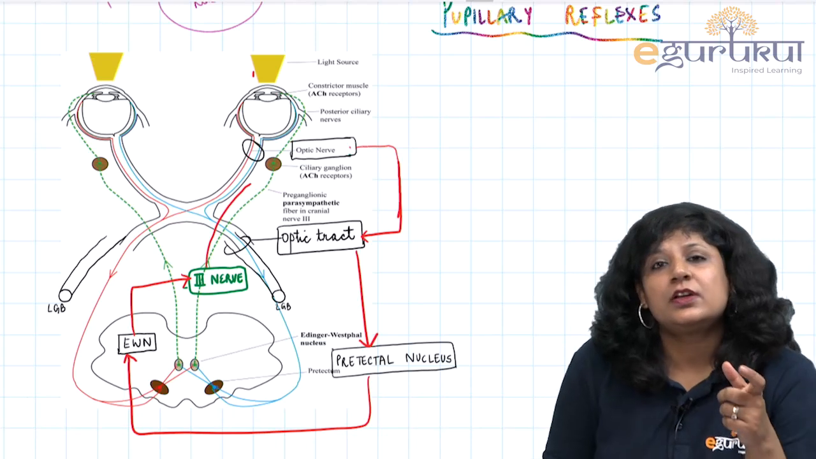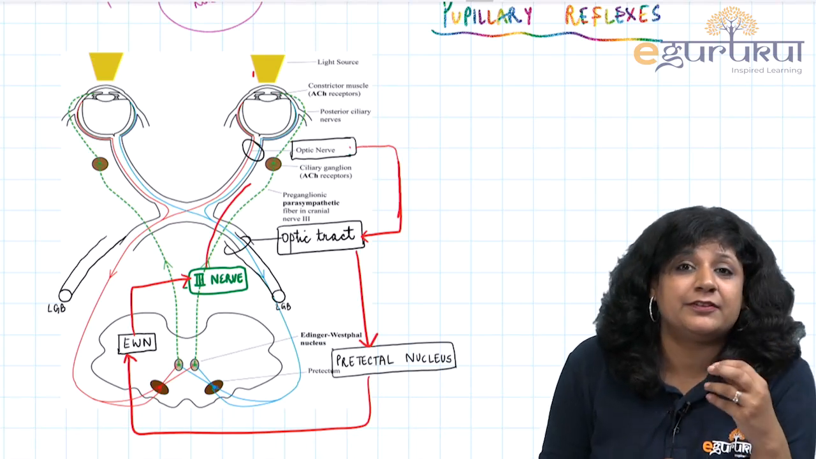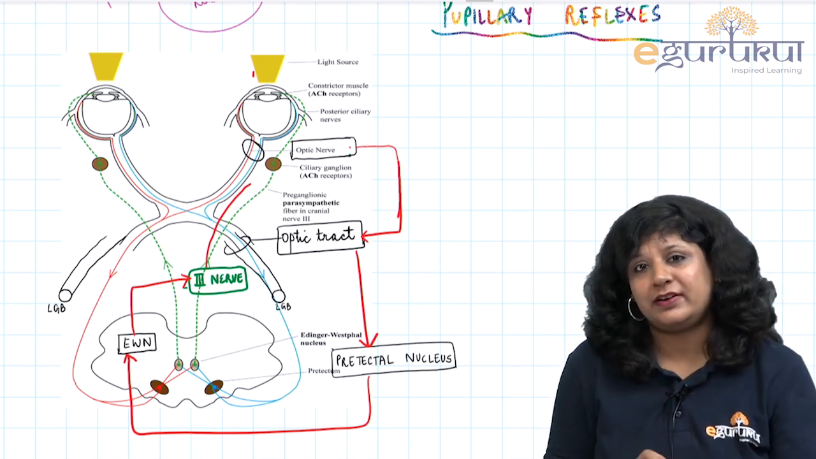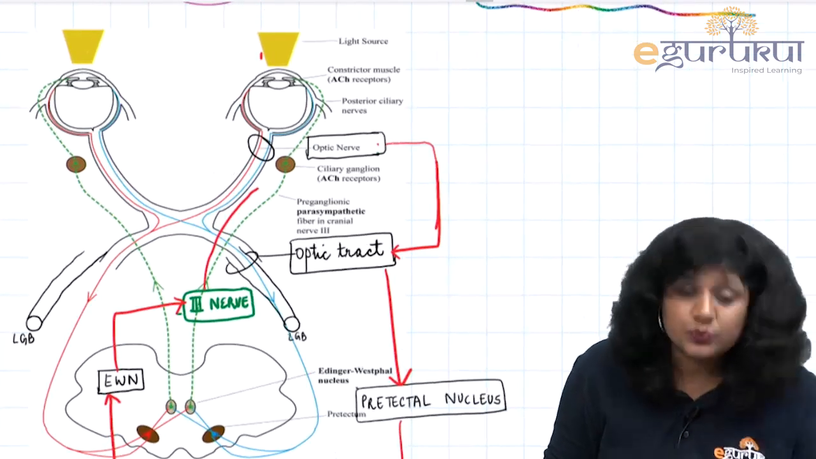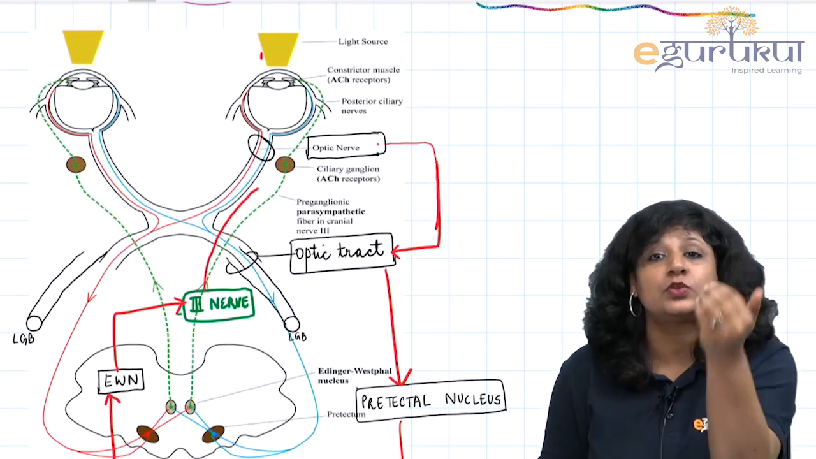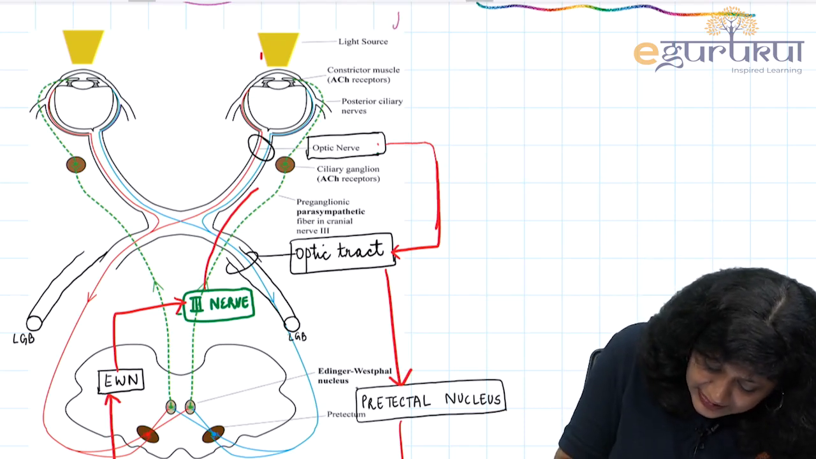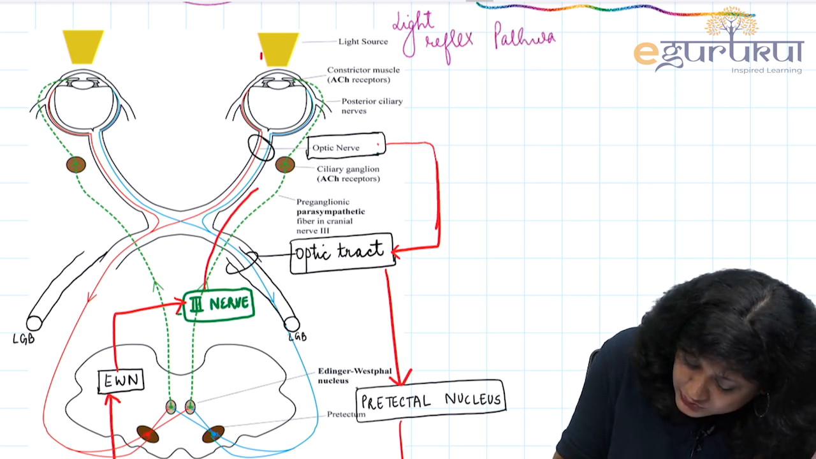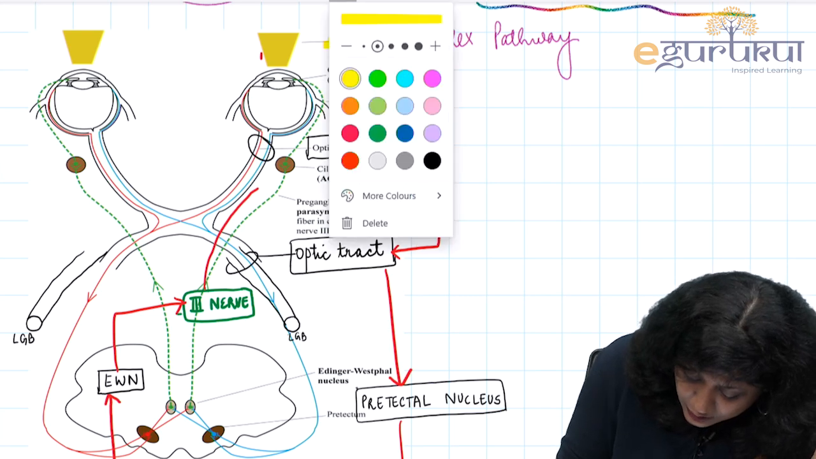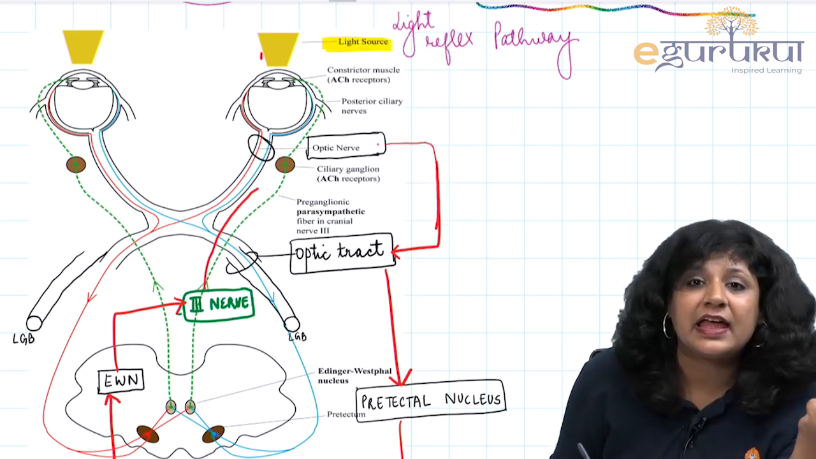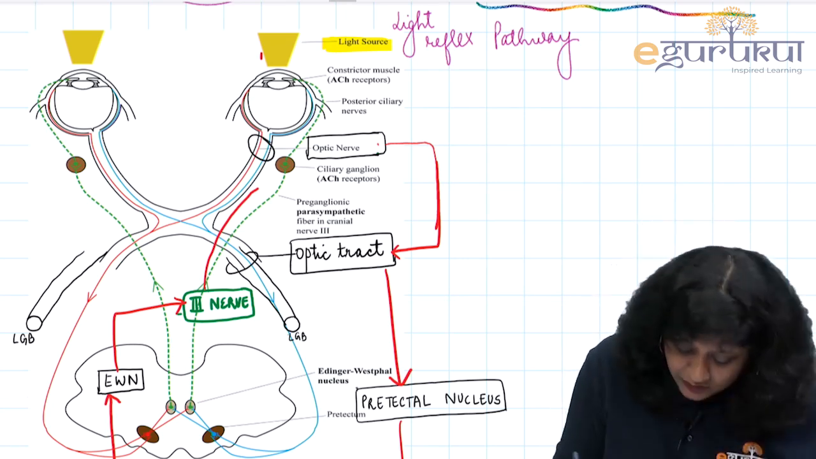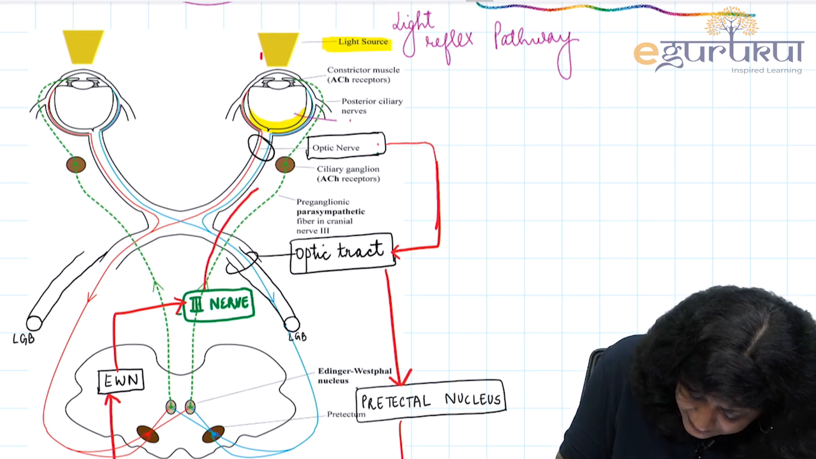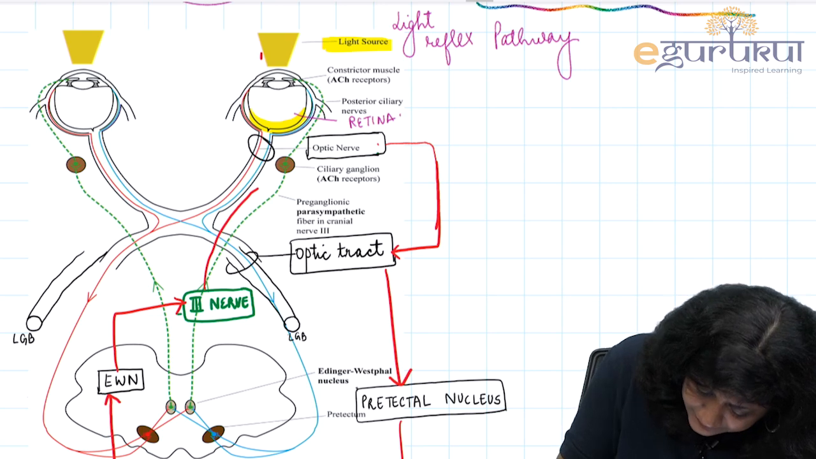So now let's look at the pupillary reflexes, a very important topic, right? You should know what the pathway of the pupillary reflexes actually is, how the pupillary reflex works when we show the light. First I'll talk about the light reflex. This light reflex pathway starts with the light, which is very obvious. Where is this light going? Light will be going to the retina. So the next part will be the retina here.